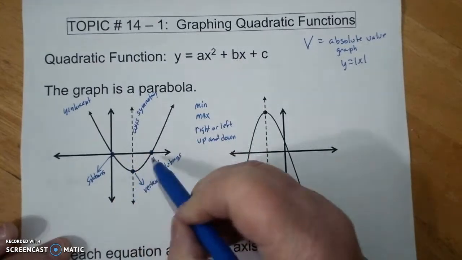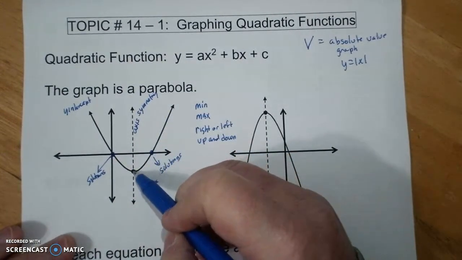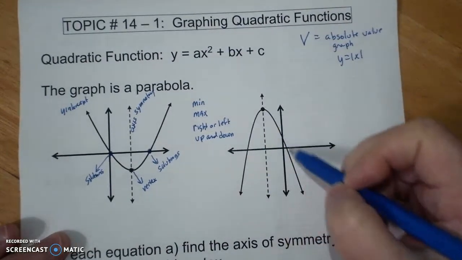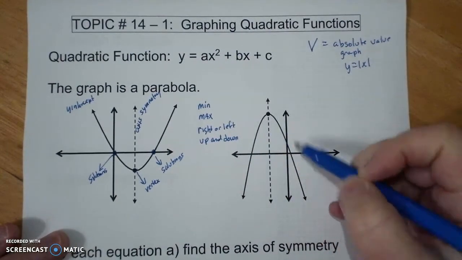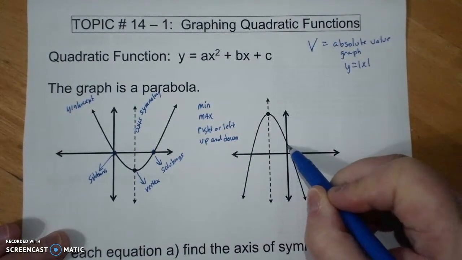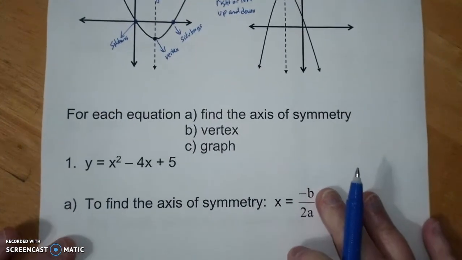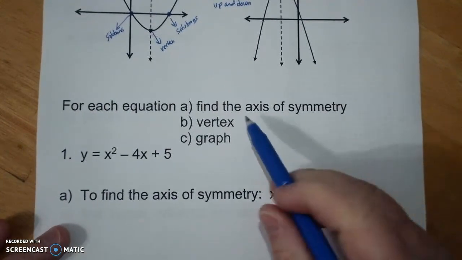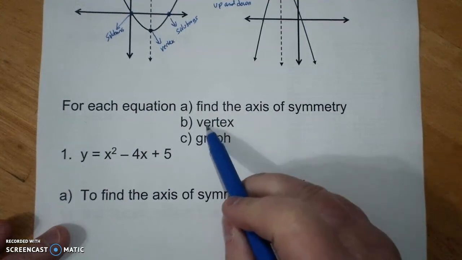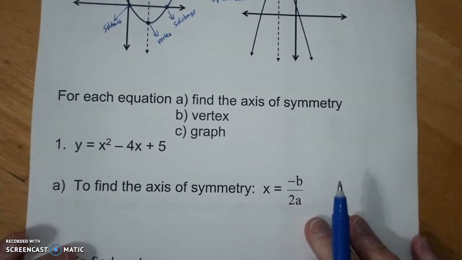So this is a minimum because it looks like a bowl and you could fill stuff up, and there's a minimum. If it looks like a mountain, it has a maximum, still has an axis of symmetry, still has solutions, still has a y-intercept, still has a vertex. So for each equation, you're going to find the axis of symmetry, you're going to find the vertex, and you're going to graph it, and you're going to kind of sketch it.